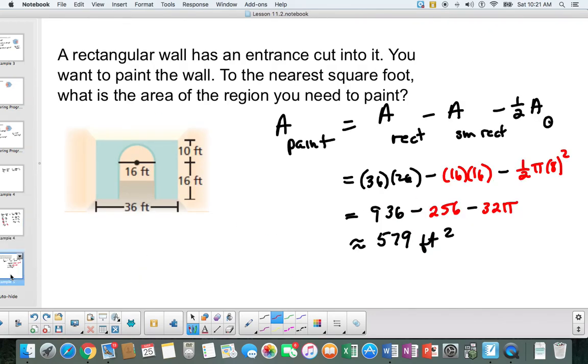Okay, here is a problem where they want you to find the area of this painted region right here. And you can see that you don't want to paint the entryway, which looks like an archway here. So the area of the paint will be the area of the entire rectangle, this big rectangle, minus the area of this little rectangle, which ends up being a square really, and 1/2 of the area of the circle, because this arch is half of a circle. So you can see I put in all my numbers for the big rectangle. Here's my square, and here's half of my circle, and I go ahead and use my calculator, and I get about that.